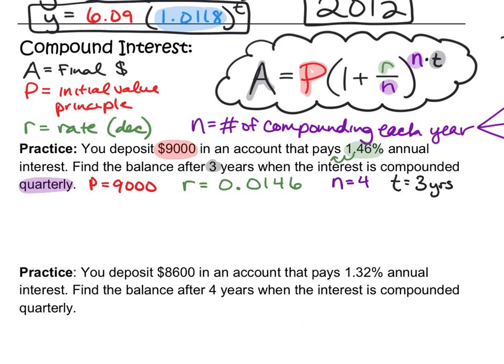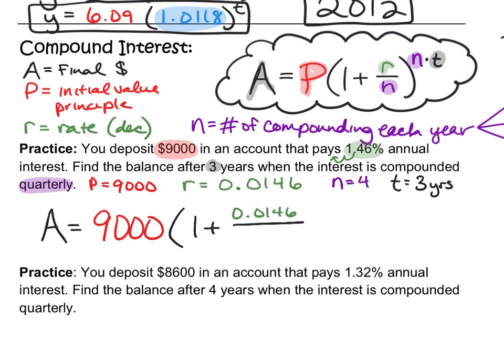Well, great. That's just stuff I got to put together and plug into an equation. So we write, the amount in the account is equal to the principal investment times 1 plus the rate, 0.0146, divided by the number of times compounded, 4, raised to the 4 times how many years? 3.